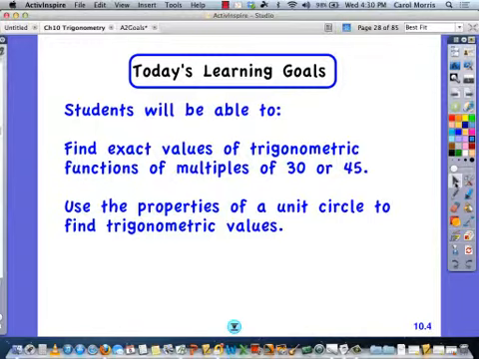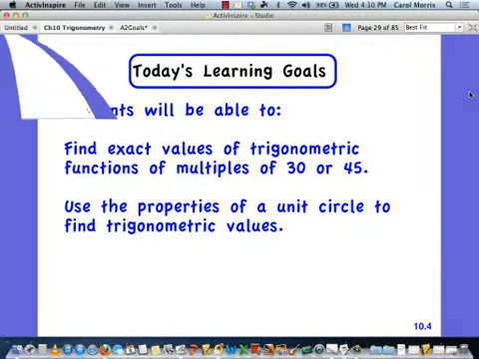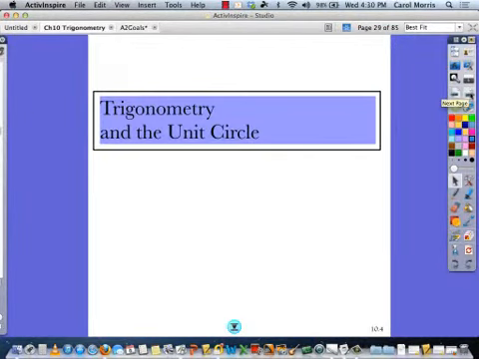So we want to find exact values. We can do that. Use the properties of the unit circle. Since we now hopefully have those memorized, these activities will help us get them memorized if they're not. And remember, trig and the unit circle is what we're going to be talking about. So let's do a little quick double check with your trig functions. And do you have them memorized?